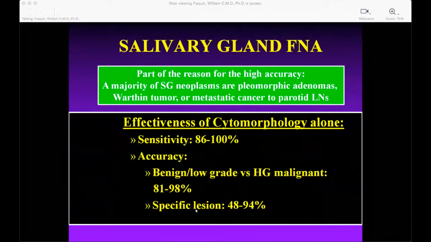We don't do as good a job with identifying or classifying a specific lesion. And by that, I mean, is it epimyoepithelial carcinoma? Is it myoepithelial carcinoma? As I mentioned earlier, is it basal cell adenocarcinoma? So some lesions we don't do a great job with, and other things like pleomorphic adenoma and Warthin tumor, we do a great job. And that's the reason that we have such a broad range here for identifying a specific lesion.